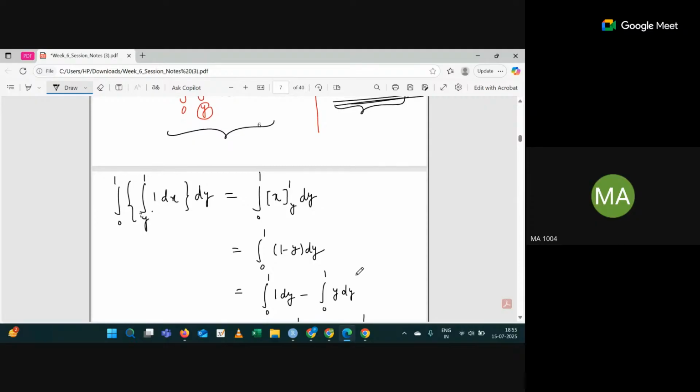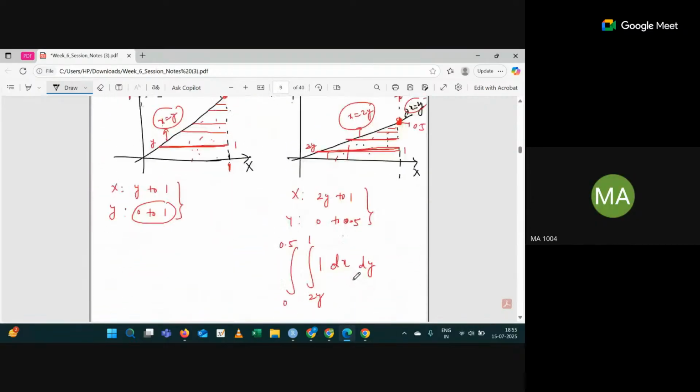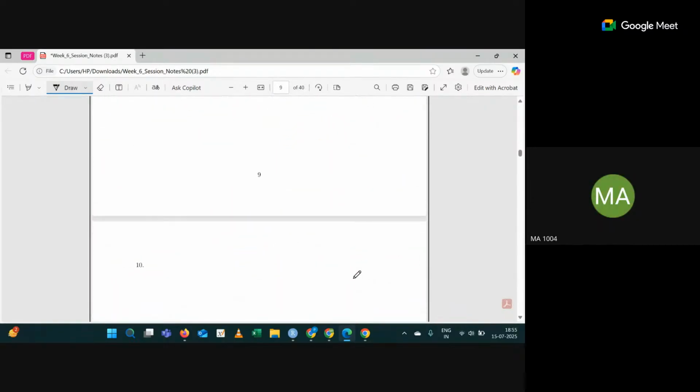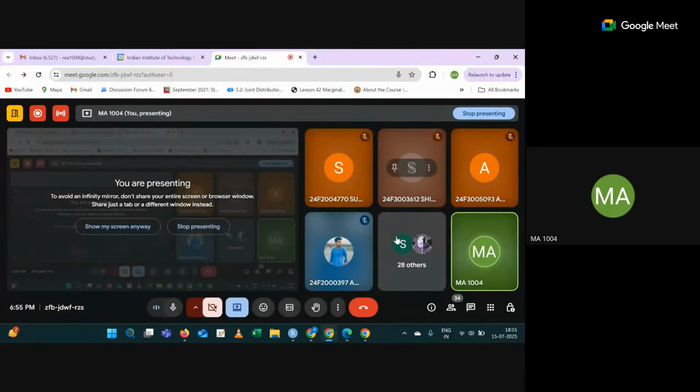Okay, so the next concept is called 2D uniform distribution. As of now, the rough idea is clear regarding this double integration: finding the limits of x and y. We have some questions, and we will try to solve them. Is that okay?